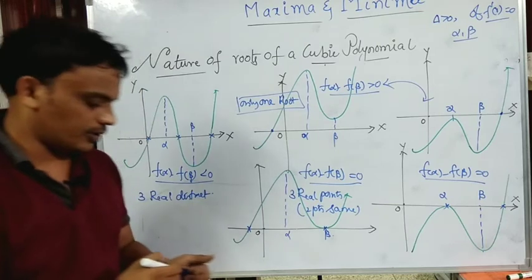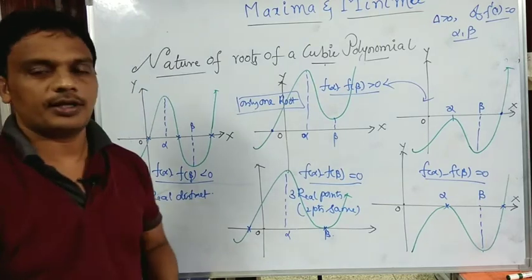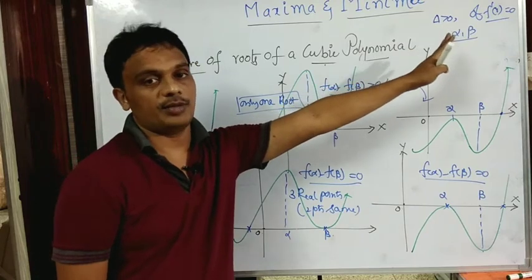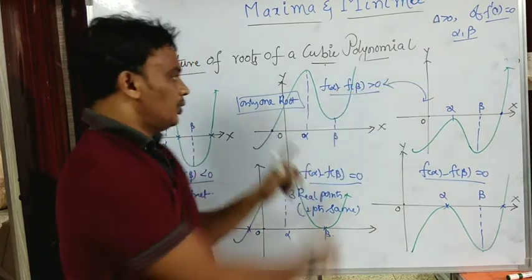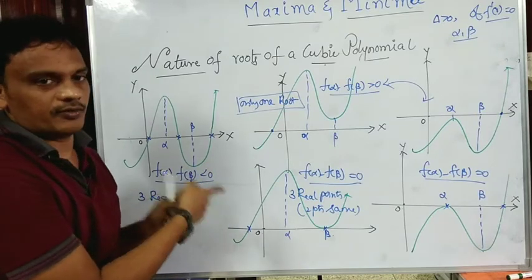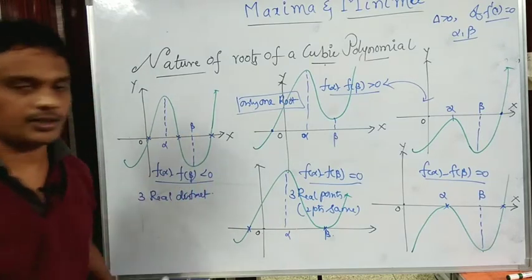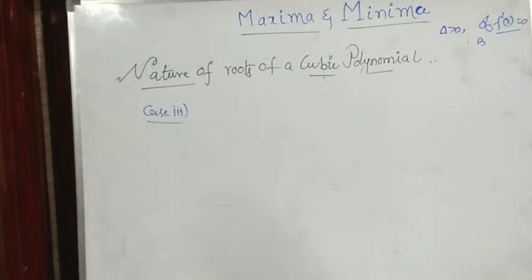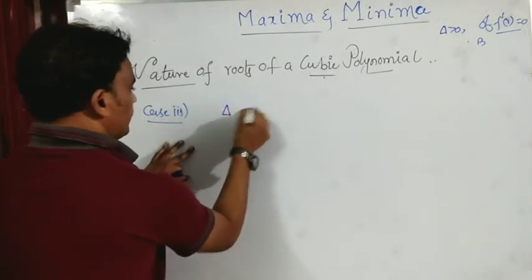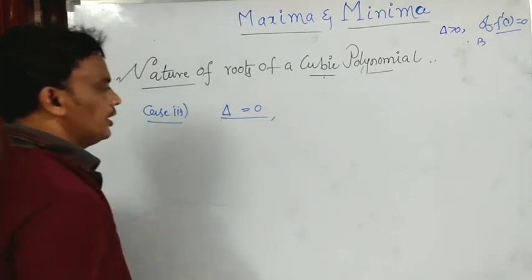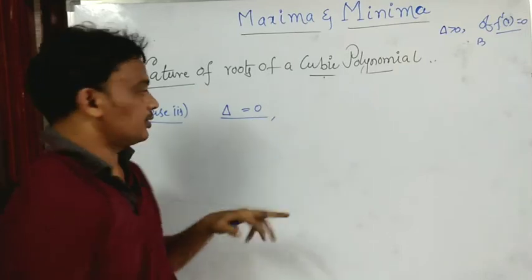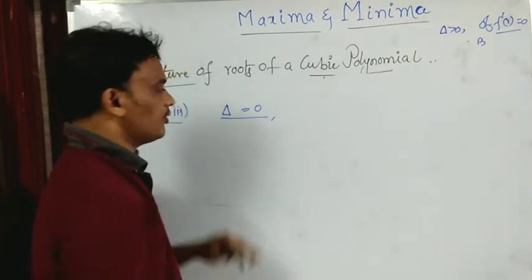So that is about the nature of the cubic polynomial where the discriminant of the second degree equation f dash of x is greater than 0, we can get these types of cases. Very important thing, please make a note, students. Coming to the third case, if delta equals 0 for the second degree equation, then the roots are equal.